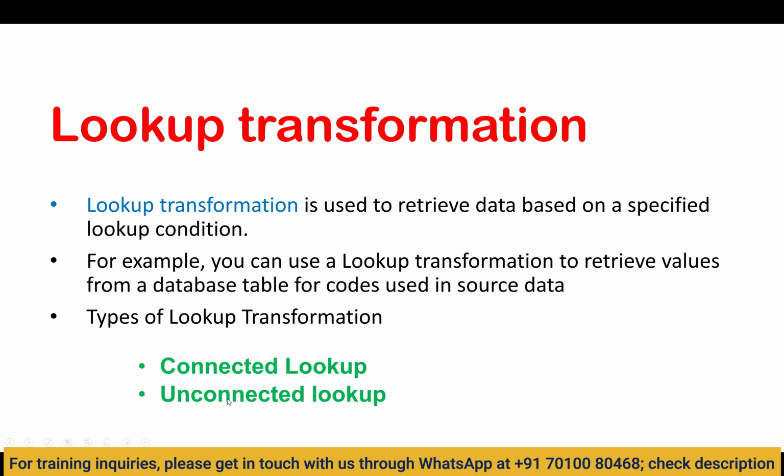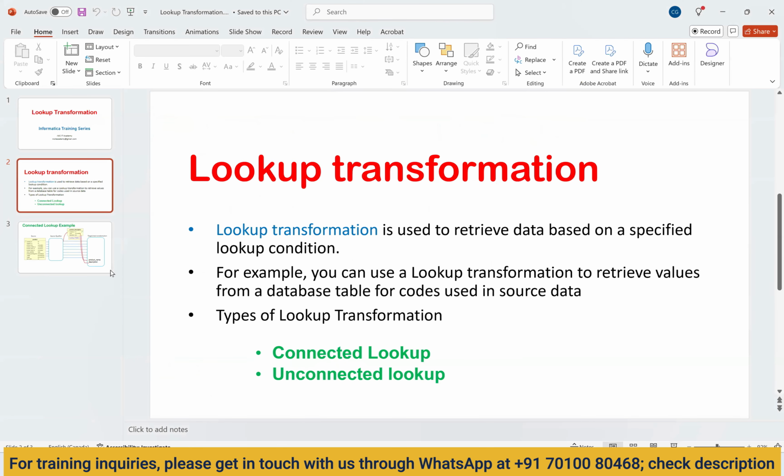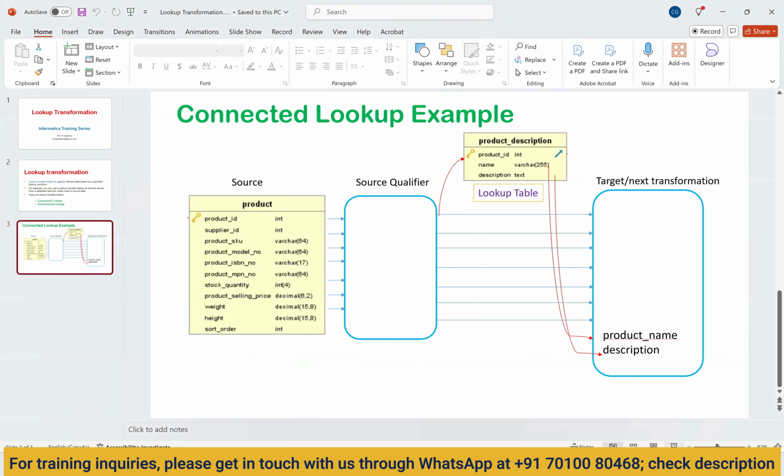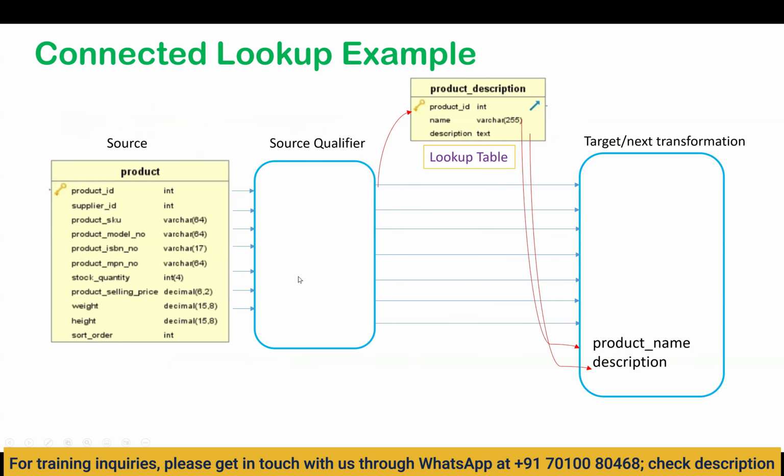We have the connected lookup and the unconnected lookup. So this is a connected lookup, for example. This is our source: product ID, supplier ID, many ID columns coming from the source. We have the source transformation. In Informatica IICS, we do not have any source qualifier. We have the source transformation only.